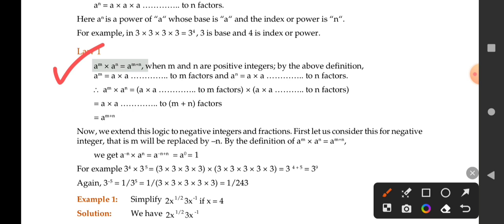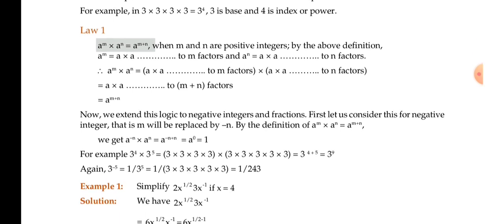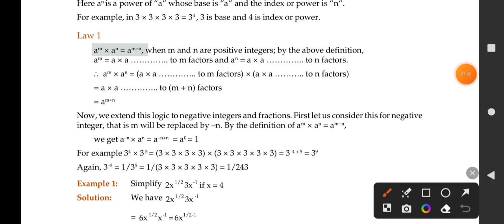So law 1 is applicable only when a power m is multiplied with a power n. Now we extend this logic to negative integers. So you have seen this. We have proved this.